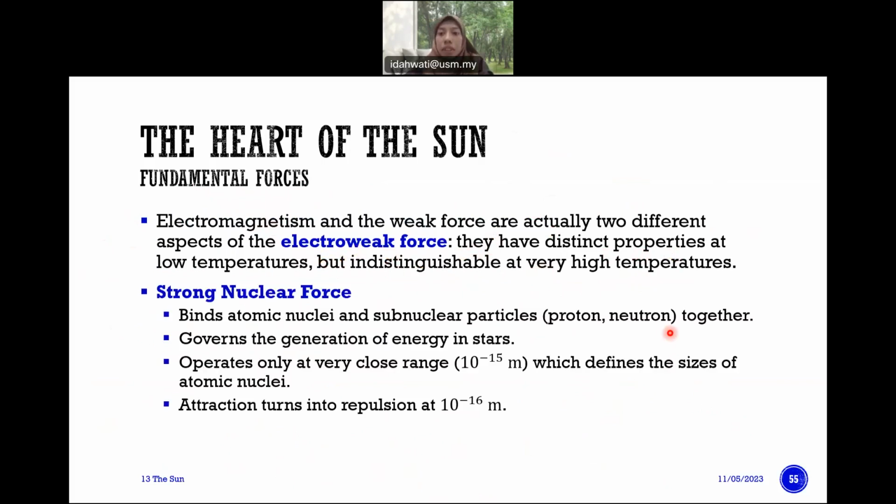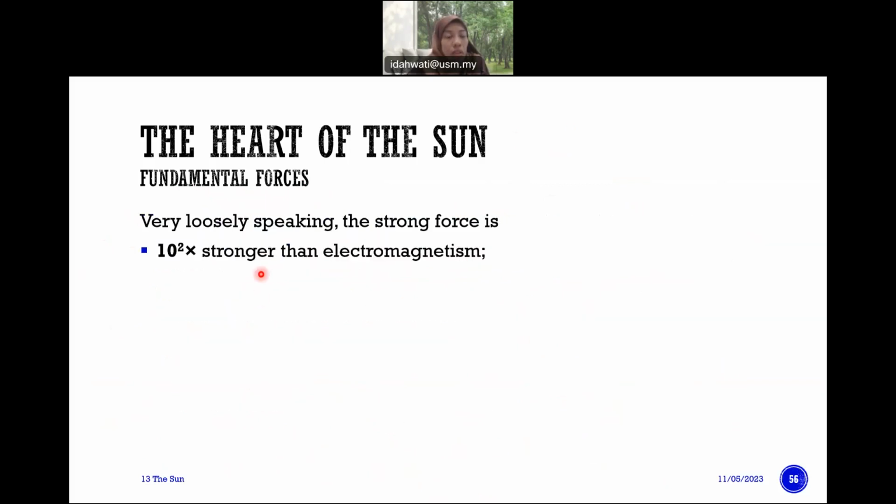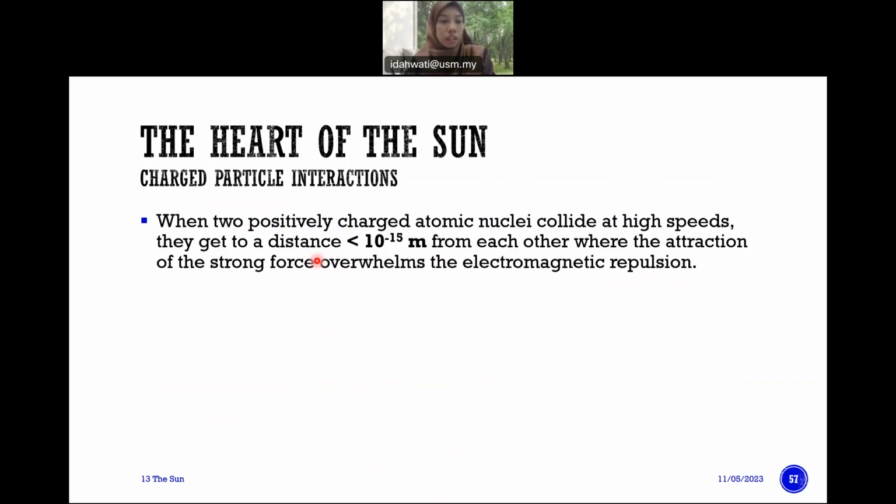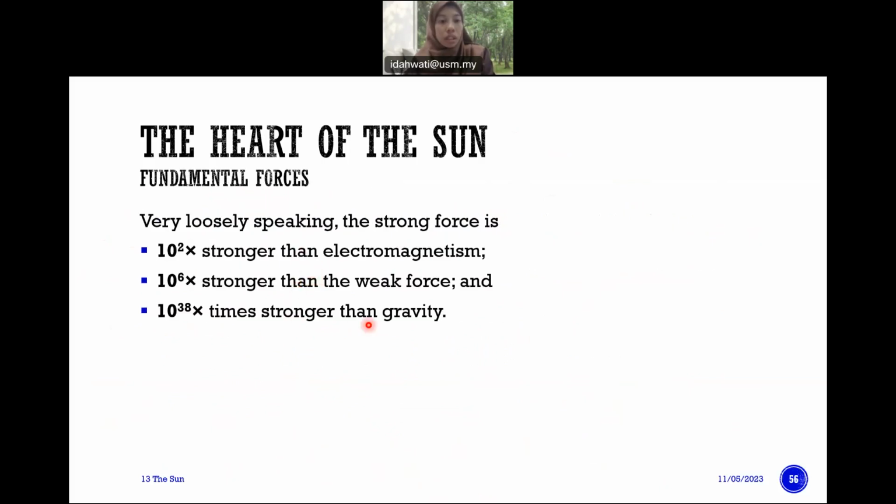And then we have the strong nuclear force, that binds atomic nuclei and subnuclear particles together, governs the generation of energy in stars, and operates only at very close range, which defines the size of atomic nuclei, and also attraction turns into repulsion. So very loosely speaking, you can read these 3 points here for electromagnetism, weak force, and the strong force.